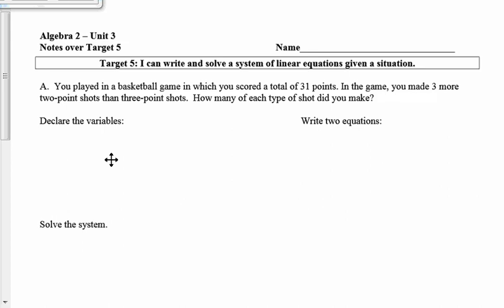So these are the target 5 notes, and it starts with the question: you played in a basketball game in which you scored a total of 31 points. In the game, you made 3 more 2-point shots than 3-point shots. How many of each type of shot did you make?